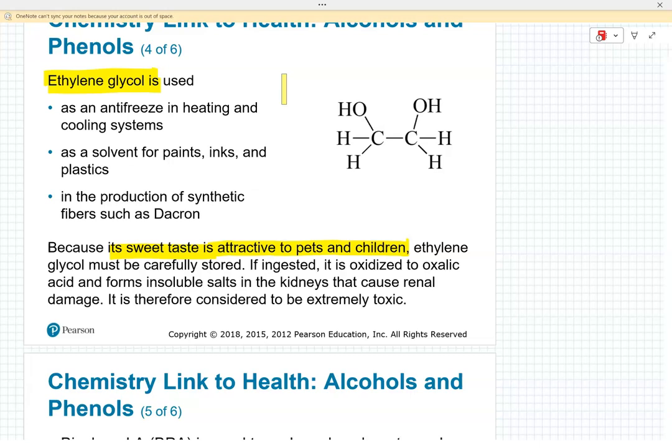It is converted into, oh God, I forgot the name of the acid. So basically, OH groups are oxidized. I don't remember the name of the acid from top of my head. If somebody drinks ethylene glycol, it's converted into that damn acid. Thank you. Yes, oxalic acid. It precipitates in kidneys, forms kidney stones, and it's a kidney damage.